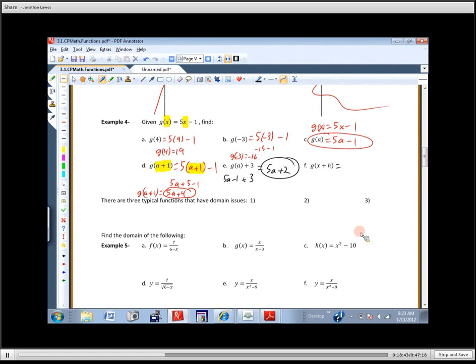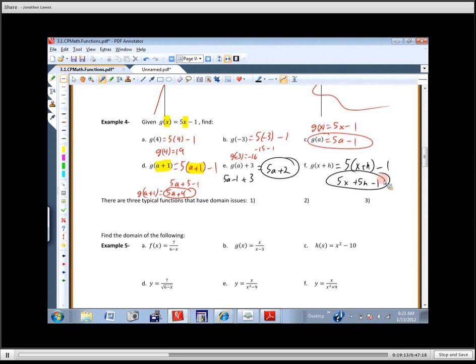Let's talk about this in words. G is take whatever you're plugging in for x, multiply it by 5, and then subtract 1. So if we're going to plug in x plus h, it's 5 times whatever you're plugging in, which is x plus h, and then we're going to subtract 1. So we'd write 5x plus 5h minus 1, and that would be it. That's weird, but that's the answer. It's just an expression. Any questions?